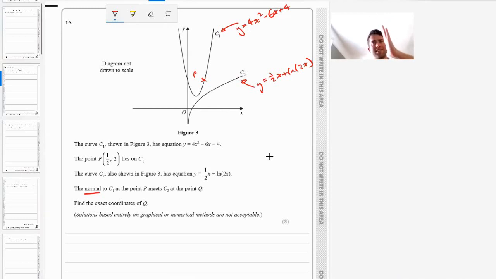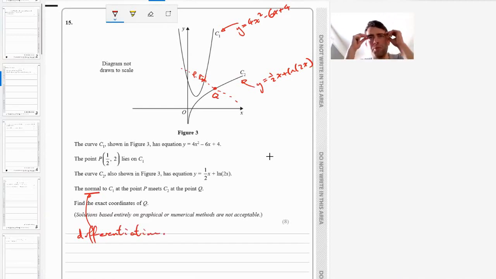The normal to C1 at that point meets C2. So tangent is hugging the curve with the same gradient as the curve. The normal is perpendicular to it. So that's not quite perpendicular, but it's just a sketch. We've got perpendicular to C1 there. And we're asked to find Q. Hopefully you can see there how the sketch just puts all of those words into what we need to do. The word normal is another word association. Normal means something to do with gradient, and so I know that during this question I'm going to need to do some differentiation.